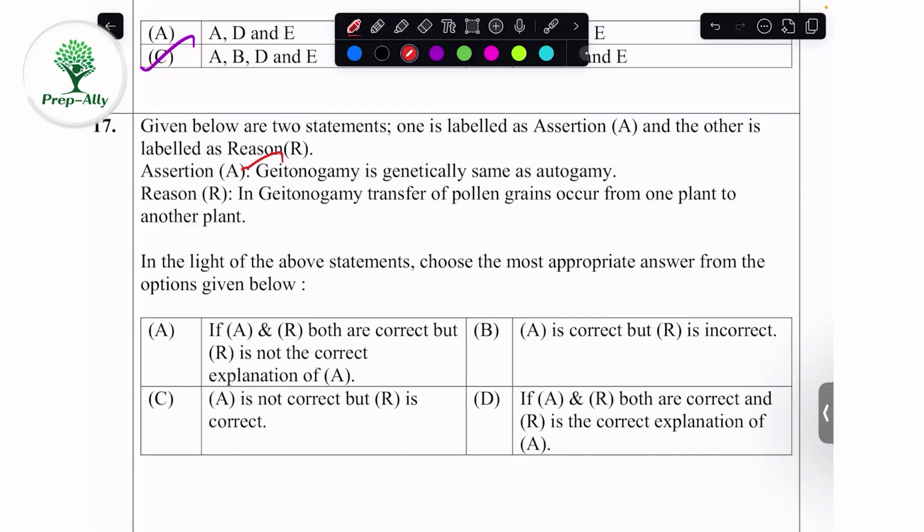Reason: xenogamy is the transfer of pollen grains from one plant to another plant. Xenogamy is different, involving different plants. But geitonogamy is not about different plants, it is about different flowers. It is a type of cross-pollination occurring between different flowers of the same plant. So the reason is false. The assertion is correct, the reason is incorrect.